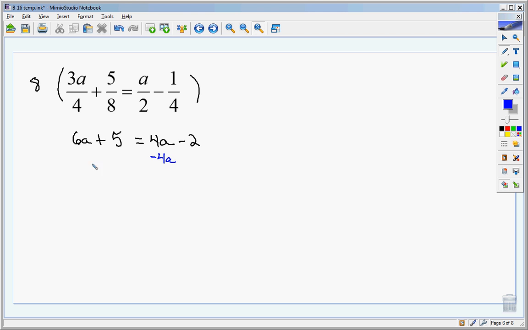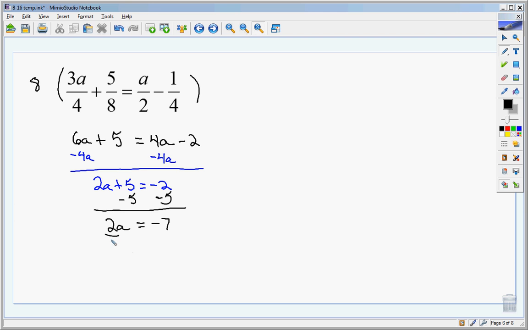I get my variables together, subtract 4a from both sides. Leaves me 2a plus 5 equals a negative 2. Subtracting 5 from both sides, I have 2a equals a negative 7. And my last step would be to divide by 2. A equals a negative 7 over 2.